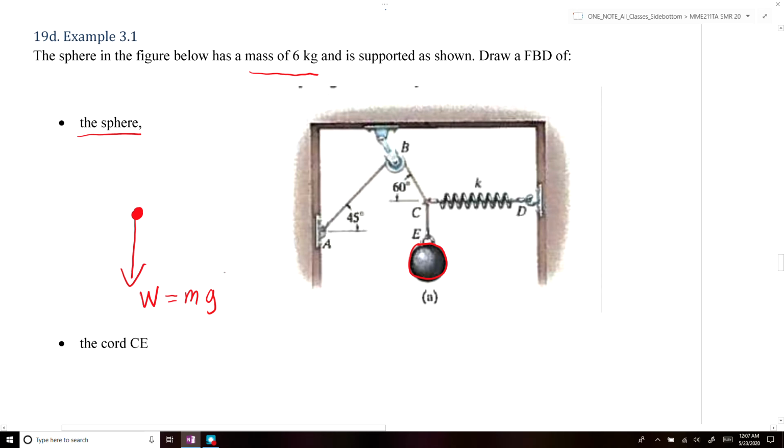And then the next thing we can show here is the reactive forces. We know that if the weight is being applied at point E, the cable that goes from point E to point C has to support that weight. So we're going to apply the reactive force from point E to point C as TEC. All right, and there are no other forces being applied to our particle. That would be the conclusion of drawing the free body diagram for that particle.